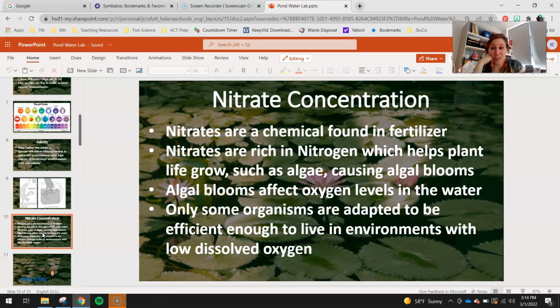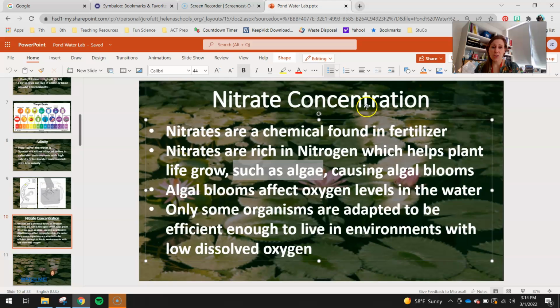But if you think about it, you're like, yay, more plants. That means more oxygen, right? Because plants give off oxygen. But that's not always the case, especially in an aquatic ecosystem. So if we're looking at algae, to some extent, algae is important in an aquatic ecosystem. But just as with anything, too much is not always a good thing.